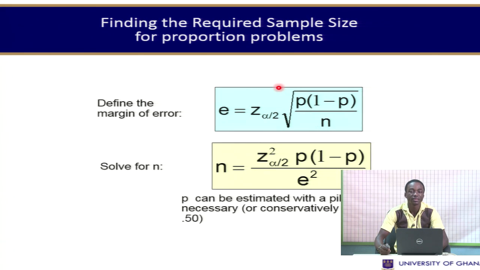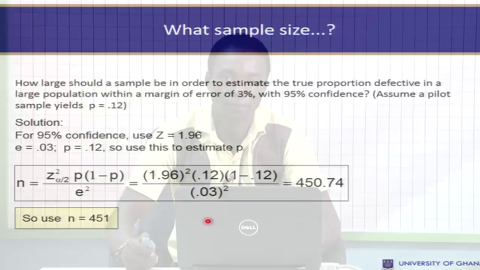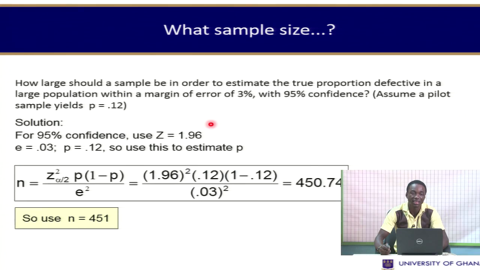We can also find the margin of error as well as the required sample size for proportion-related problems. So this is giving us the margin of error, and this formula is giving us the required sample size that is needed. We take an example. How large should a sample be in order to estimate the true proportion of defective items in a large population with a margin of error of 3% with 95% confidence? Assume that a pilot sample yields p equals 0.12.